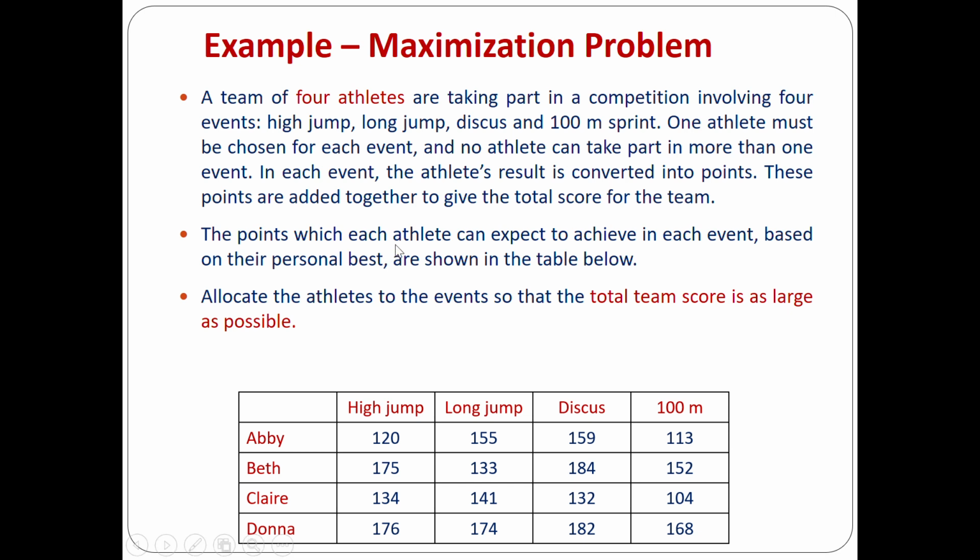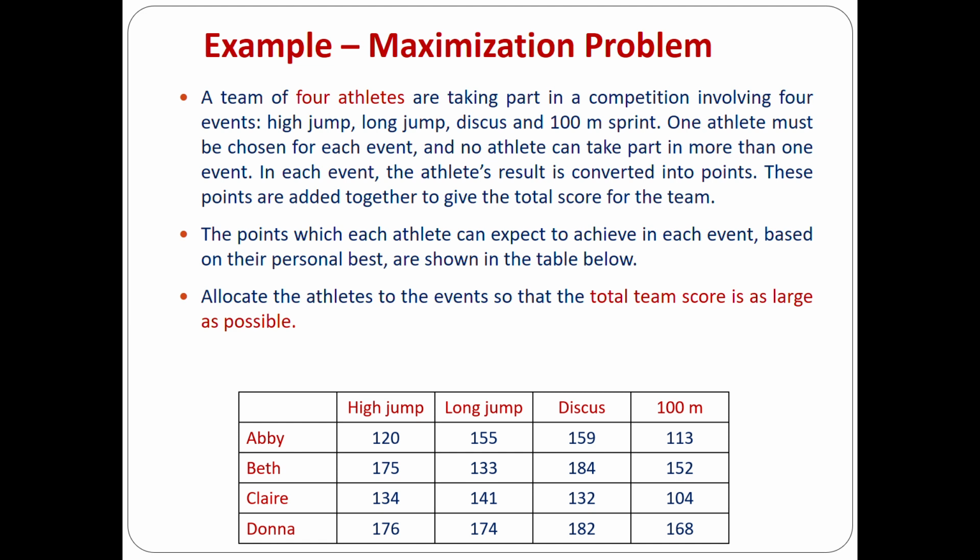The points which each athlete can expect to achieve in each event, based on their personal best, are shown in the table below. What we have to do is allocate the athletes to the events so that the total team score is as large as possible. So it is a maximization problem. The large score is given. We have to convert that into a minimization problem before proceeding with the normal Hungarian procedure.